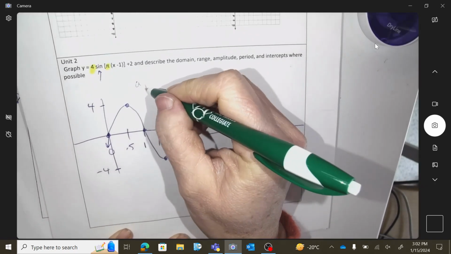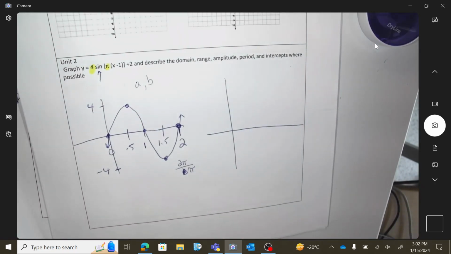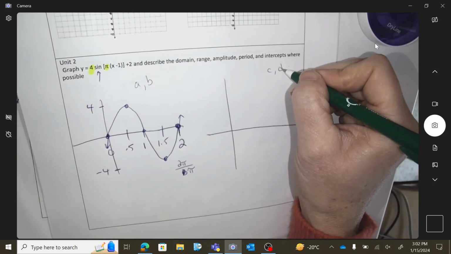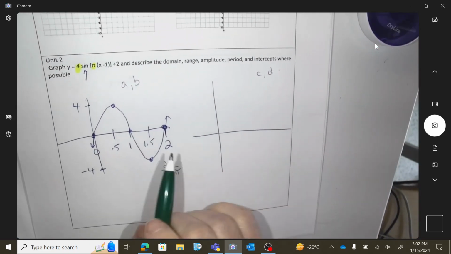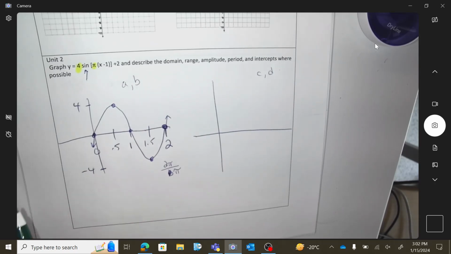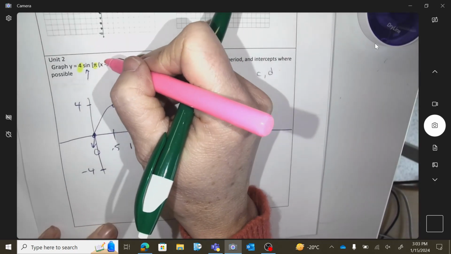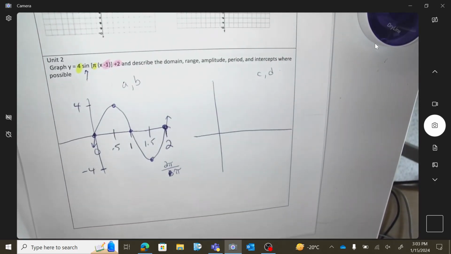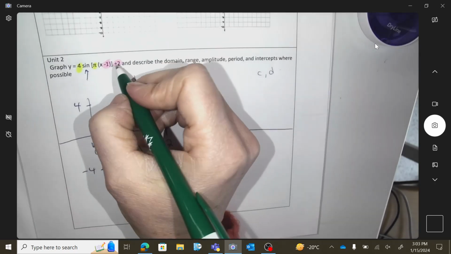So I always do A and B. Now I'm going to do another graph. So I'm going to put the C and the D into this one. Okay, I give myself some references here.